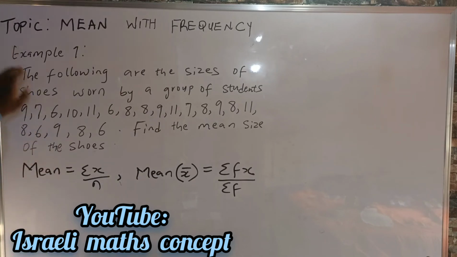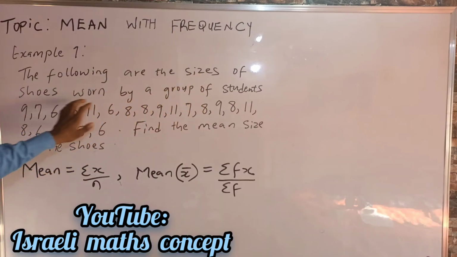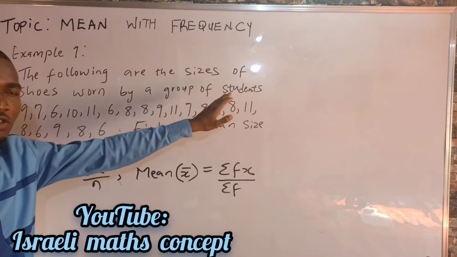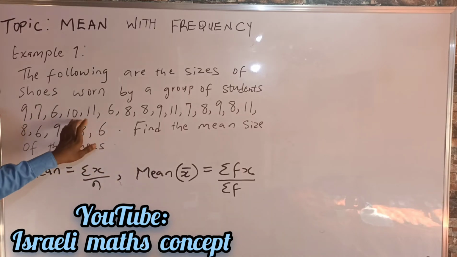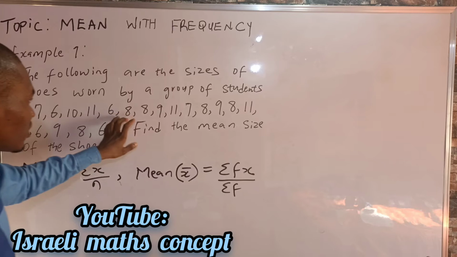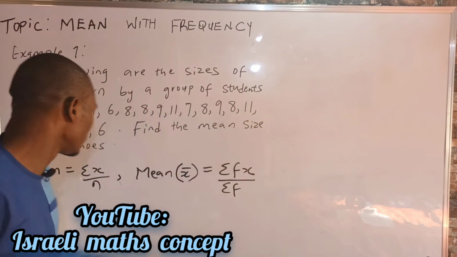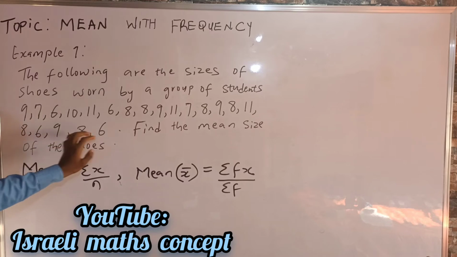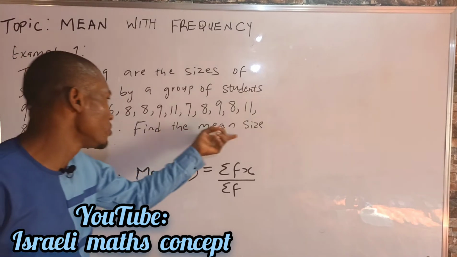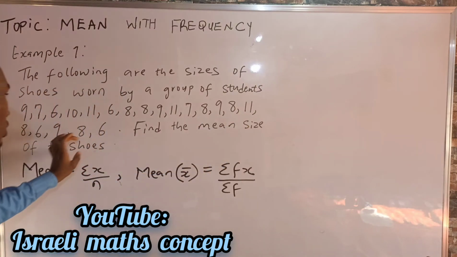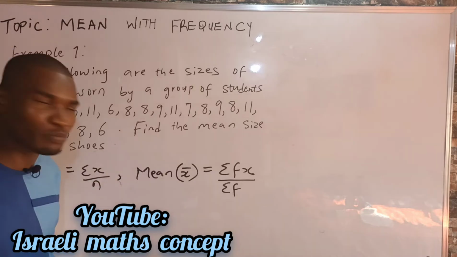The example on the board says the following are the sizes of shoes worn by a group of students. And the sizes of those shoes are 9, 7, 6, 10, 11, 6, 8, 8, 9, 11, 7, 8, 9, 8, 11, 8, 6, 9, 8, 6. Full stop. So the question says we should find the mean size of the shoes. So how do we find the mean size of the shoes? It is very simple to do.